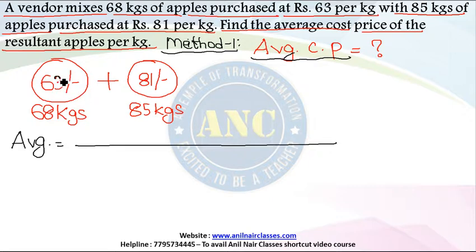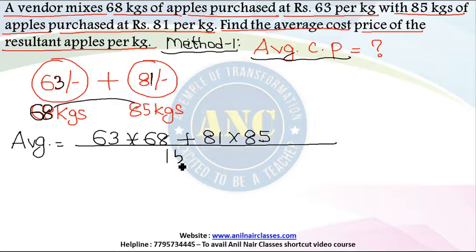For 1 kg it is 63 rupees. For 68 kgs it is 63 into 68 rupees. Similarly, second variety, for 1 kg it is 81 rupees. For 85 kgs it is 81 into 85, divided by the total number of quantities, which is 68 plus 85. Totally it is 153 kgs.